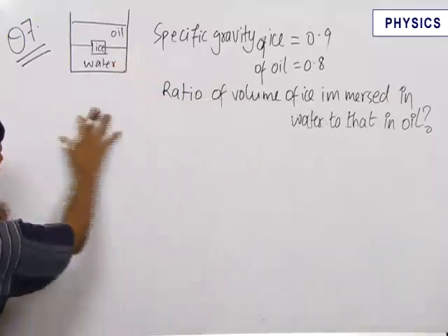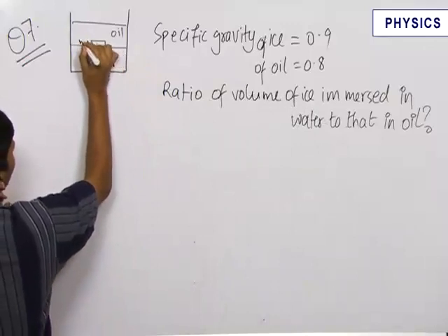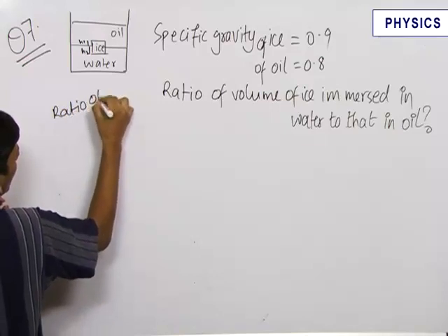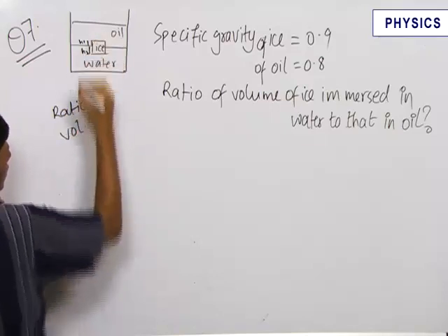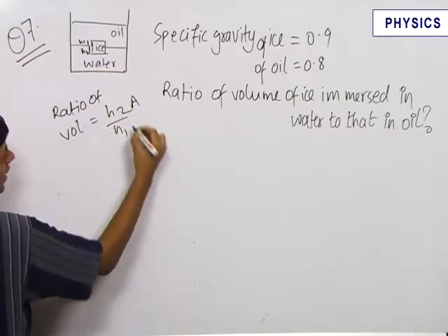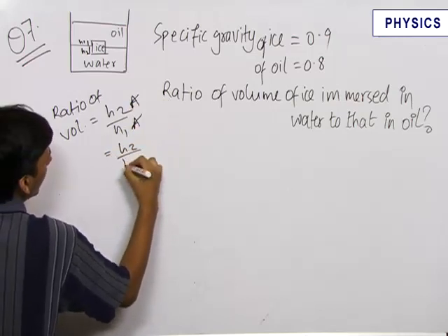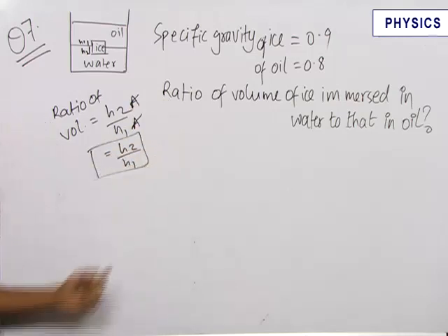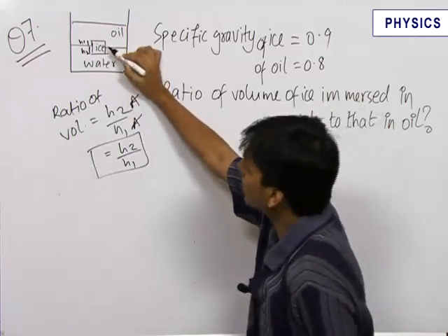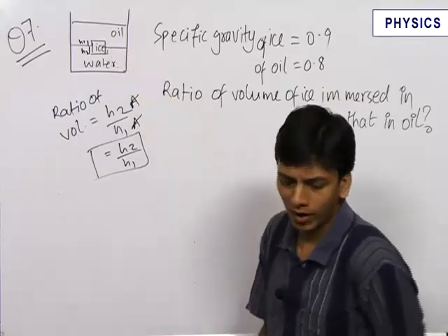So for finding the ratio of volumes, let this height be h2 and this height be h1. The ratio of volume in water to that in oil will be h2 by h1. That is, h2 into area upon h1 into area. The area cancels, therefore this is equal to h2 upon h1. So our aim now is to find h2 upon h1, where h2 is the height submerged in water and h1 is the height in oil.